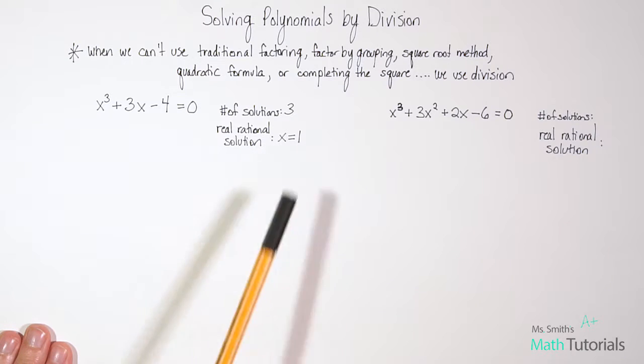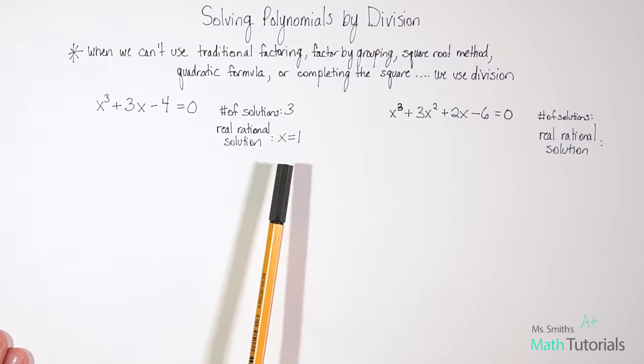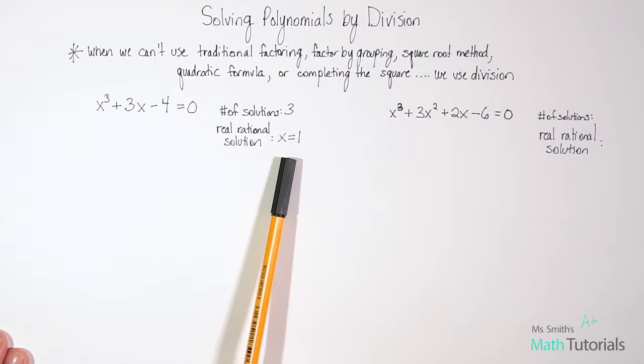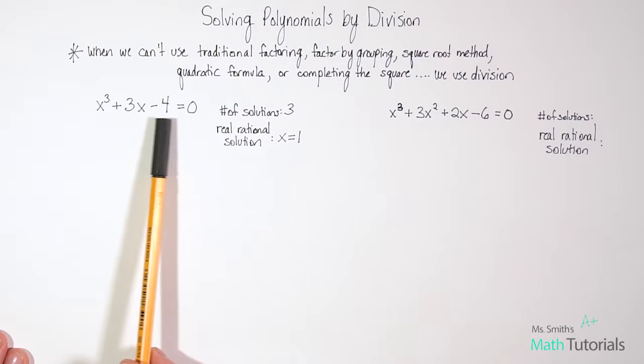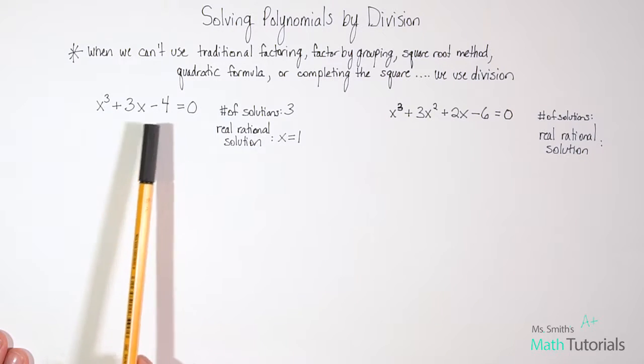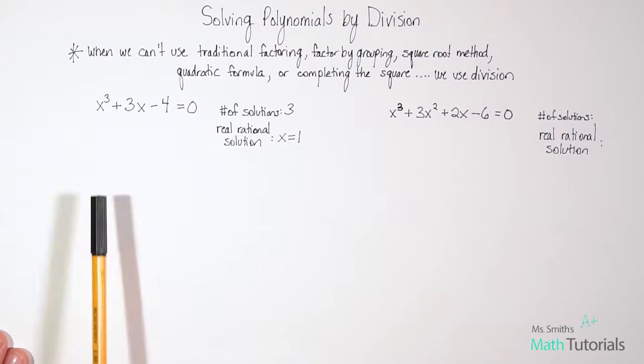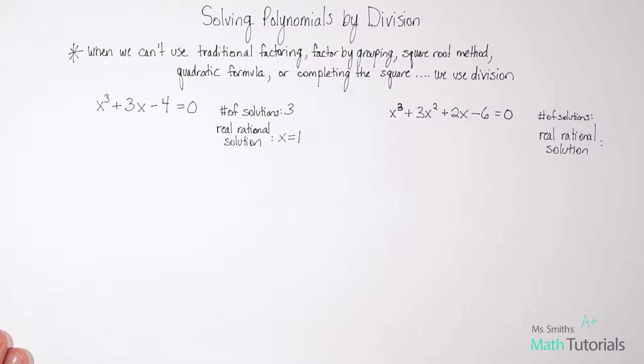Remember, we have 3 of them, and we know one of them is x equals 1. We're going to use that information to turn this cubic trinomial into a quadratic trinomial so that we can solve it using the quadratic formula to find our other answers. I know that sounds like a lot, so let's take it step by step. First thing we're going to use is synthetic division.